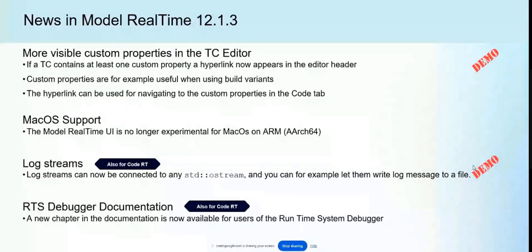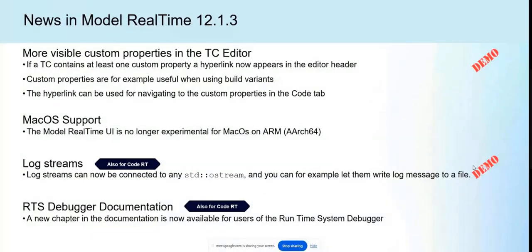For log streams, that I think you also saw a demo for in the last sprint demo, we have now extended it based on the feedback we got, so you can now use them for writing log messages to files in addition to standard output and error. And this feature is part of the target RTS, so it's of course also applicable for Code RealTime users.